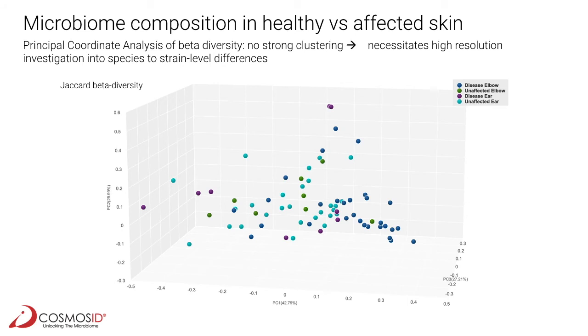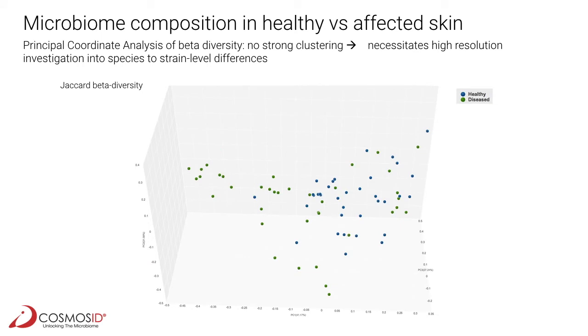Now, as we're comparing the compositional differences between the different cohorts using beta diversity analysis, we see very little clustering. In this case, we're trying to resolve 4 different cohorts. Here we're collapsing 2 body sites that are healthy and 2 body sites that are affected. And again, we see very, very little clustering, which necessitates a higher resolution investigation to identify which species or maybe strain level differences are actually contributing to the psoriatic microbiome.